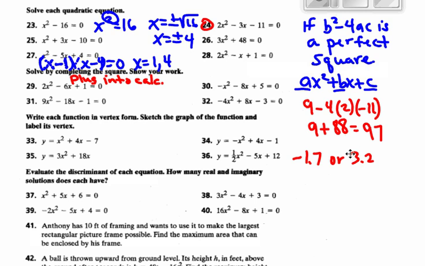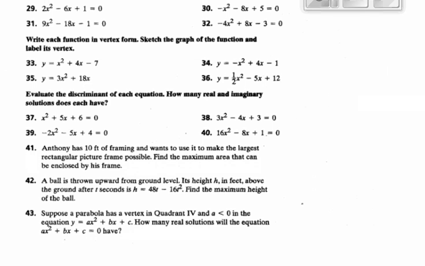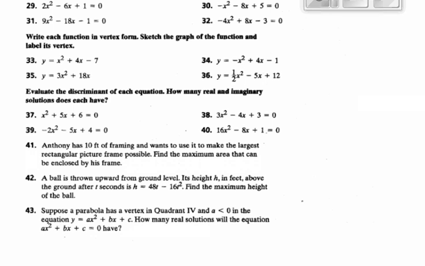Write each function in vertex form, sketch the graph. So in here, I will go ahead and show you the shortcuts. Again, if it was in person, I'd have more time to go through and explain it. If you know how to do it by completing the square and put it in vertex form, that's great. So write each function in vertex form. That's y equals a times x minus h quantity squared plus k.